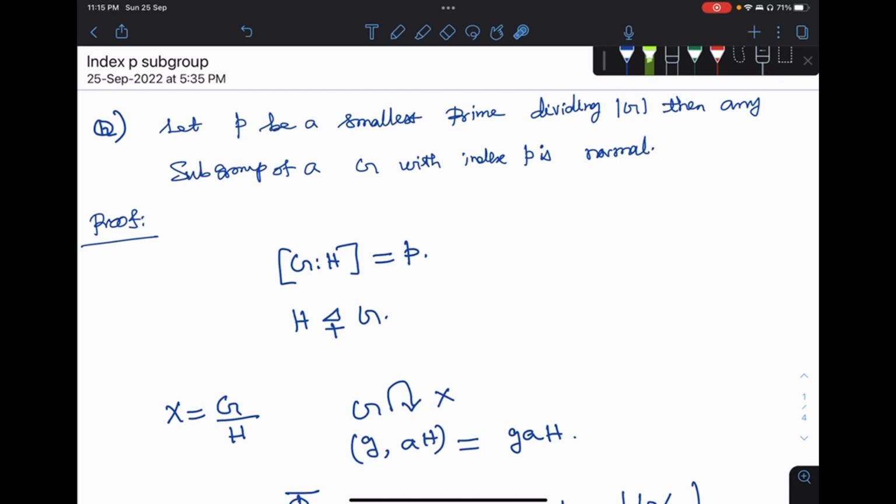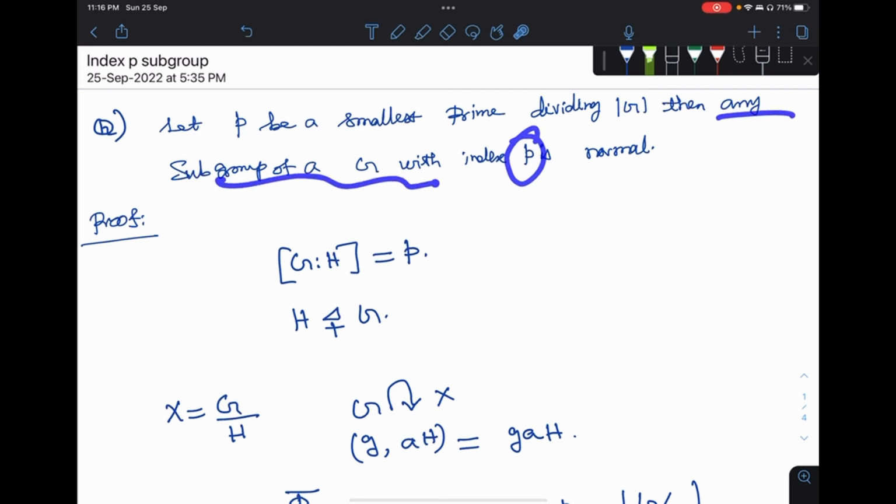So let us understand one of the very beautiful questions of group theory, which is useful in many places, where p is the smallest prime dividing the group order. For example, an index 2 subgroup is always normal. No such thing for other cases, but a little more general: any subgroup having index p is normal.